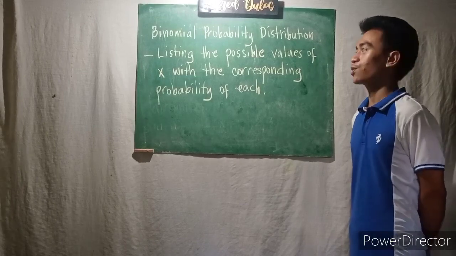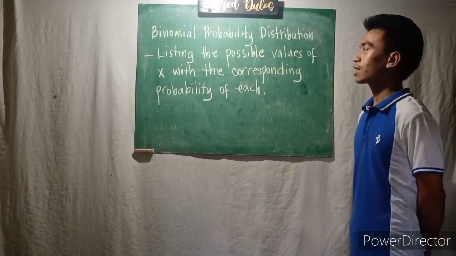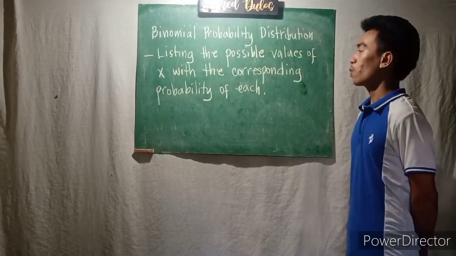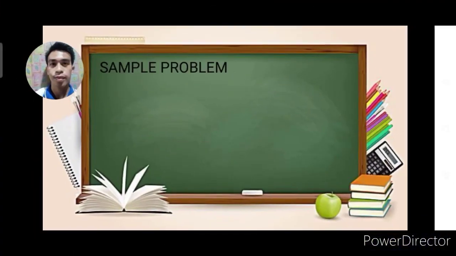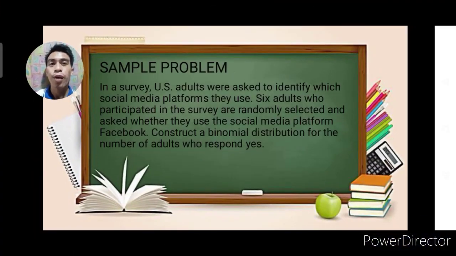Binomial probability distribution. This is done by listing the possible values of x with the corresponding probability of each. Our next sample problem: in a survey, U.S. adults were asked to identify which social media platforms they use. 6 adults who participated in the survey are randomly selected and asked whether they use the social media platform Facebook. Construct a binomial distribution for the number of adults who respond yes.